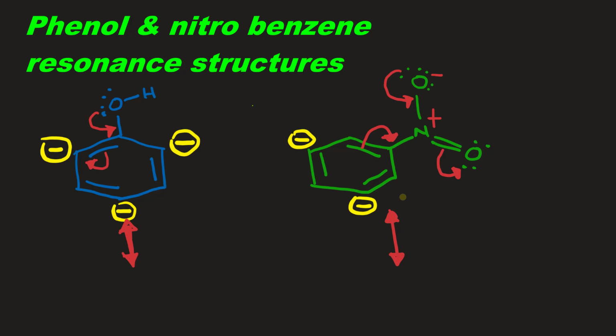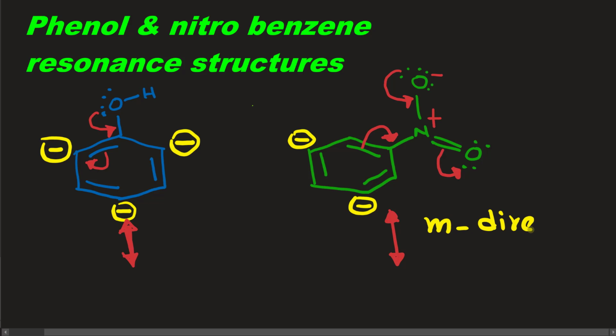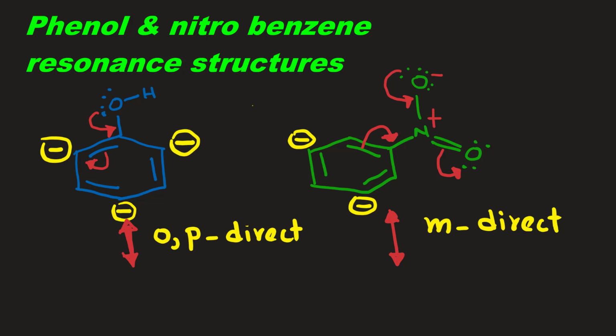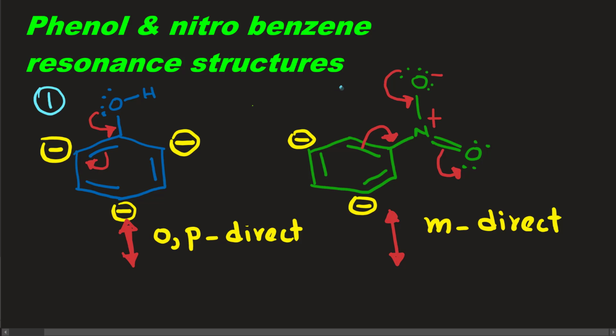So the meta directing, benzene deactivating nitrobenzene, and the ortho-para directing, benzene activating phenol group, the single bond OH, right? That's the thing to compare side by side, 1 and 2. But I'm going to be showing the resonance structures separately. So let's start with phenol.